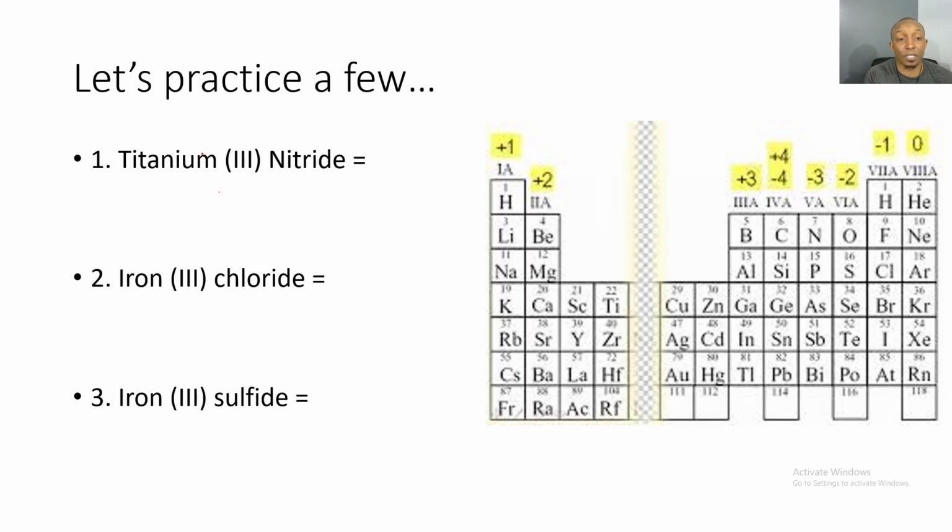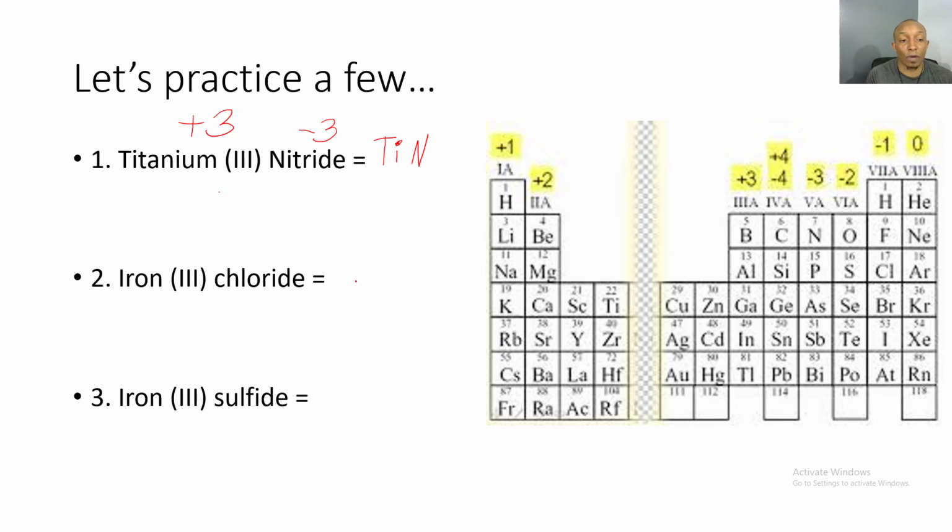So now let's take a look at titanium. Titanium is a transition metal, but we notice right here, titanium has a +3 charge. And if we locate nitrogen on the oxidation chart, on the periodic table, nitrogen has a -3 charge. So a +3 and a -3, they cancel each other out. So when we write our chemical formula, it should be TiN, titanium nitride. Let's take a look at our next one.